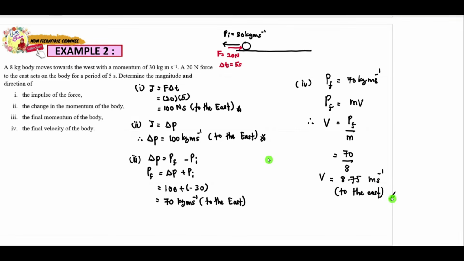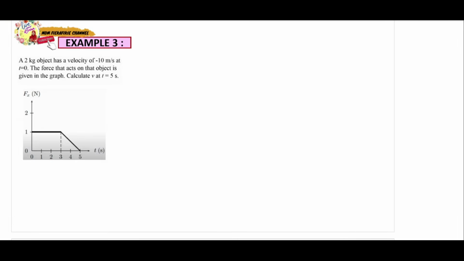Okay, finish example number 2. Okay, now example number 3. So here we have an F-T graph, and this question states that we have a 2 kg object that has a velocity of negative 10 meter per second at t equal to 0 seconds.